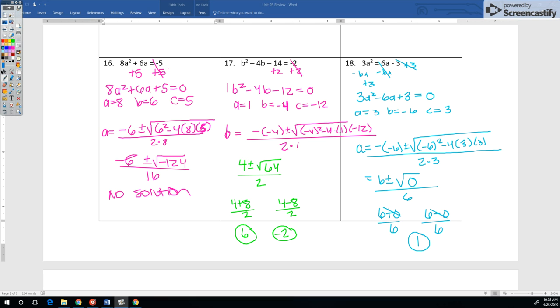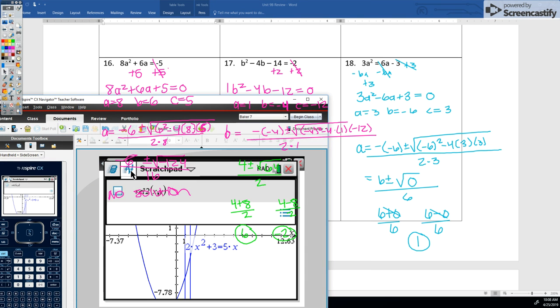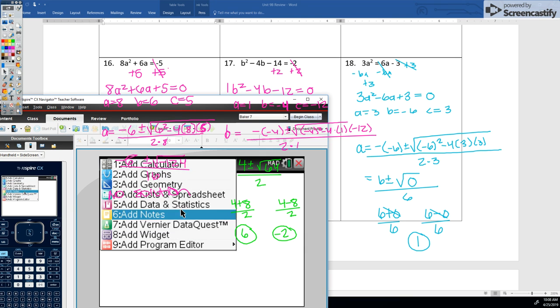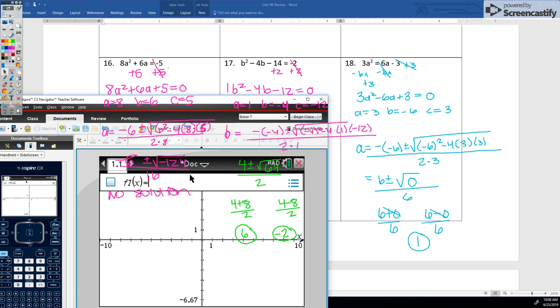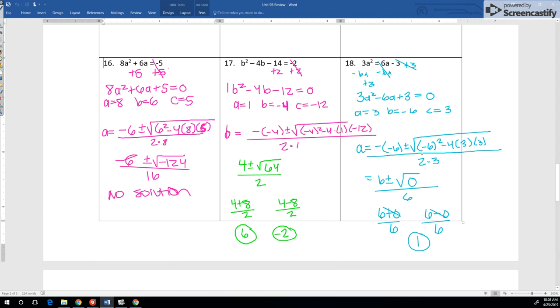So let's see what that looks like in the calculator on the graph. So I have 3x squared minus 6x plus 3. I see that I just touch right there at 1. I don't actually go through and cross at 1. It's just a little bounce.